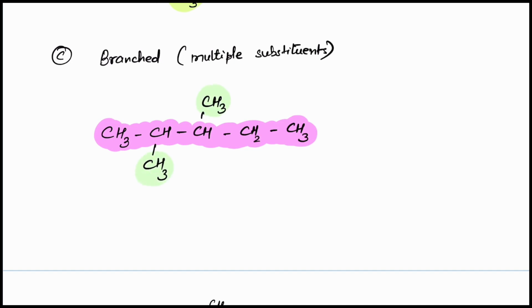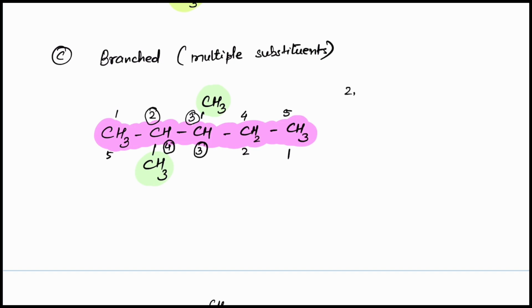Okay, so how will you name this? Count the parent chain carbons. So 1, 2, 3, 4, 5. Going from left to right, one methyl group is at position 2 and the other one is at position 3. If you go from right to left, then one of the methyl groups is at position number 3 and the other is at position number 4.